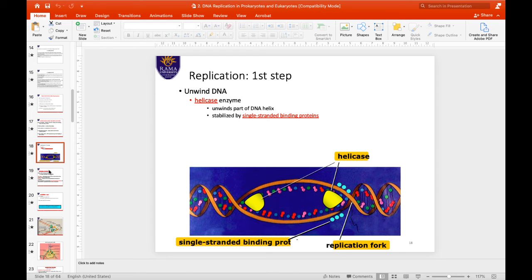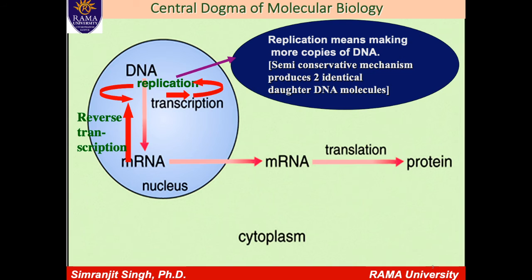So basically, this is the central dogma of life, where you have your DNA, and self-replication could happen to it. This self-replication of DNA means making more copies of DNA, which is a semi-conservative mechanism producing two identical daughter DNA molecules from its parent DNA. And then it goes to mRNA. mRNA could also go in reverse with the help of reverse transcription. After mRNA in the nucleus, it goes out into the cytoplasm, and with the help of translation, a protein is produced.